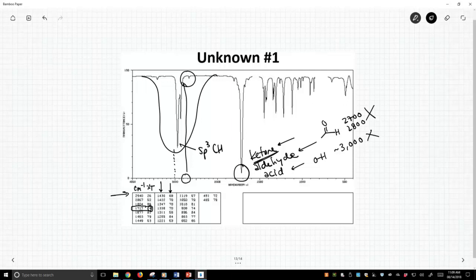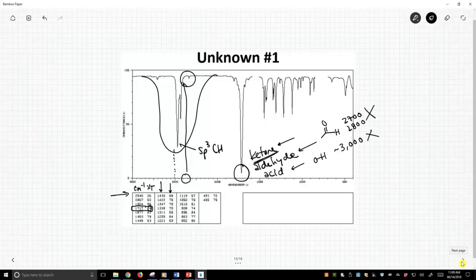Now, can I draw a structure based on this IR? No, I can't. All I can say is it's a ketone. So that's not very satisfying. Have we really identified the molecule? No, but we've used the IR to identify what type of molecule we have, or the types of functional groups we have. So that's what we can do with IR, and that's pretty typical.